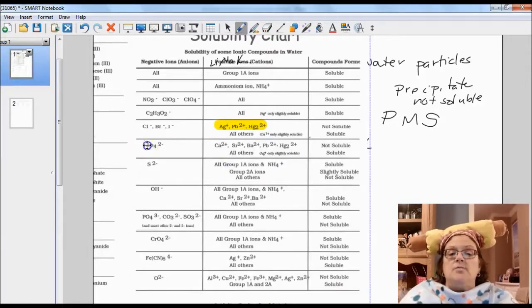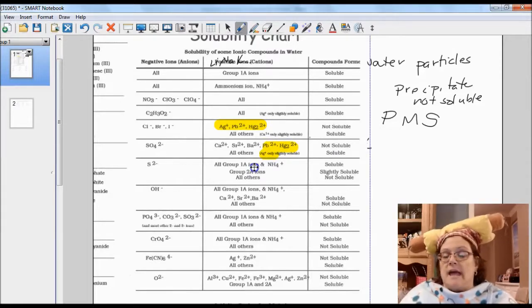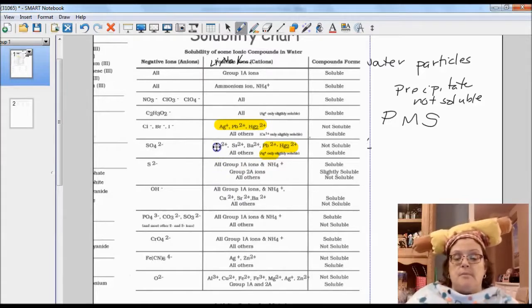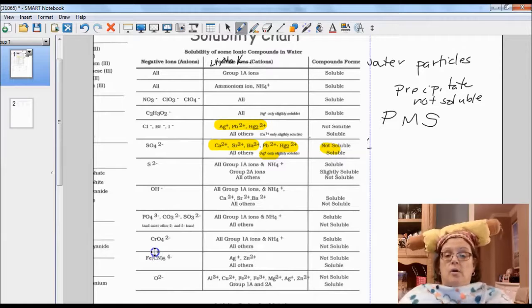compounds. Next one, sulfates. Sulfates are almost always soluble. The exceptions, PMS: silver is slightly soluble. When we did this lab in college chem, our silver sulfates dissolved just fine. But lead and mercury will form compounds. They will form precipitates. The other 3 are the big 3 compounds at the bottom of the alkaline earths: calcium, strontium, and barium. Basically, calcium, strontium, barium, and PMS, not soluble. Everything else is soluble. So sulfates, for the most part, will dissolve.